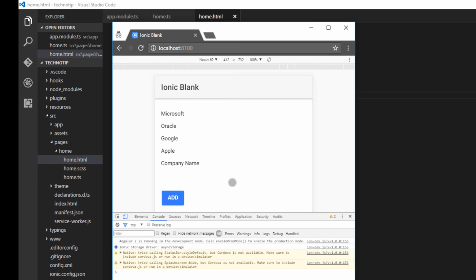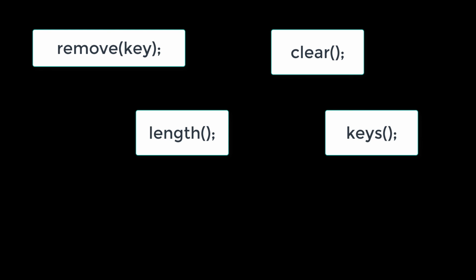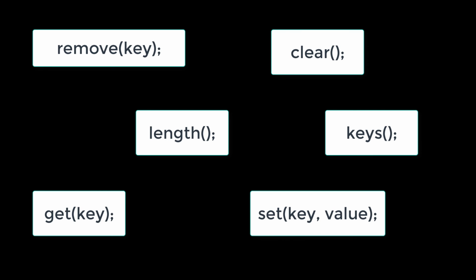Some other methods we could use with this storage are remove, where you specify the key and the value with that key will be removed. Clear clears everything. Length shows the length of the value present inside. Keys returns the keys, and the two methods get and set, which we saw in this video tutorial.